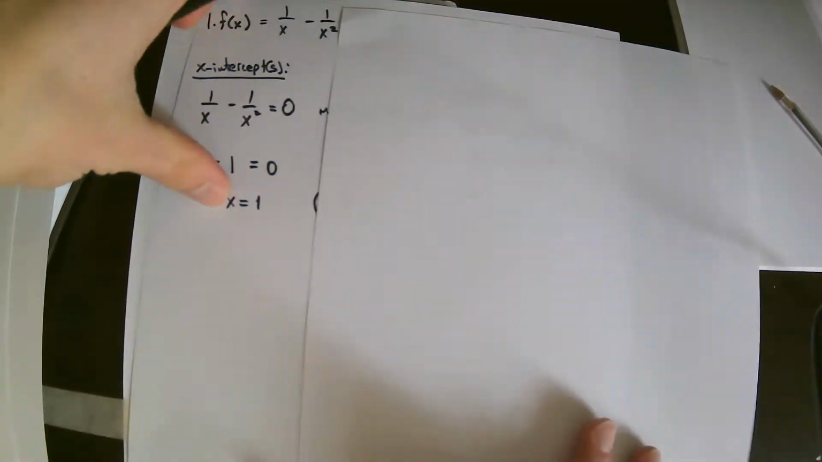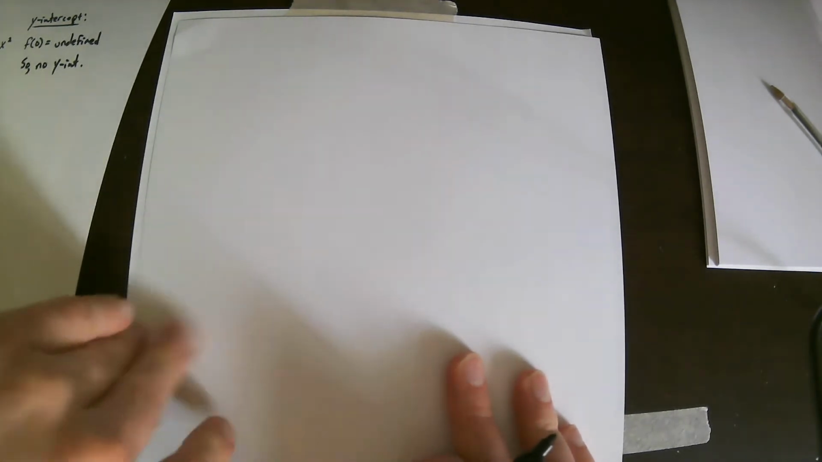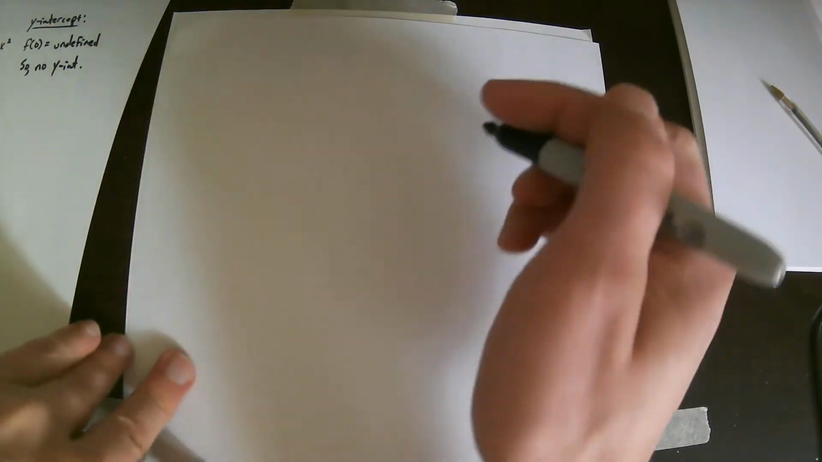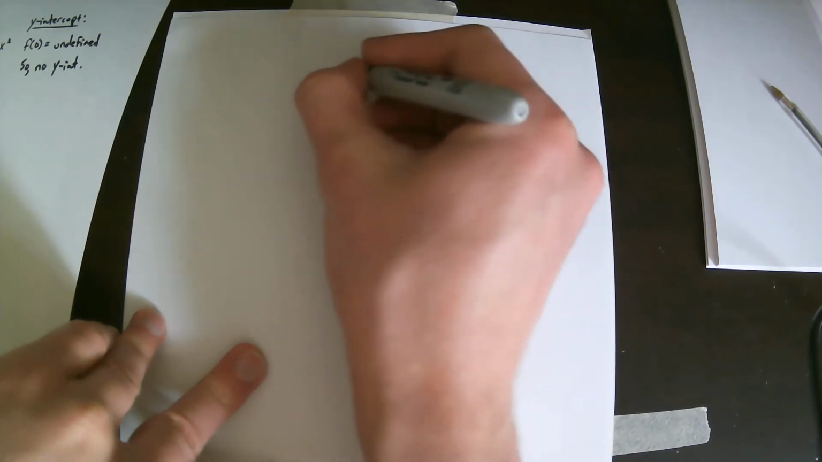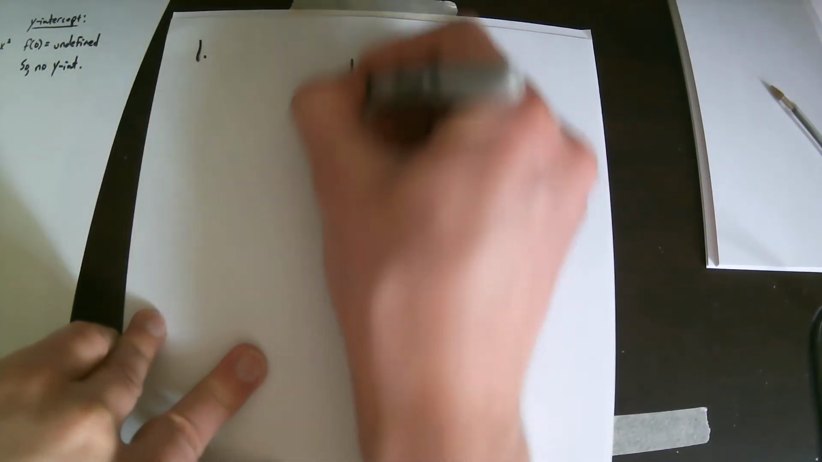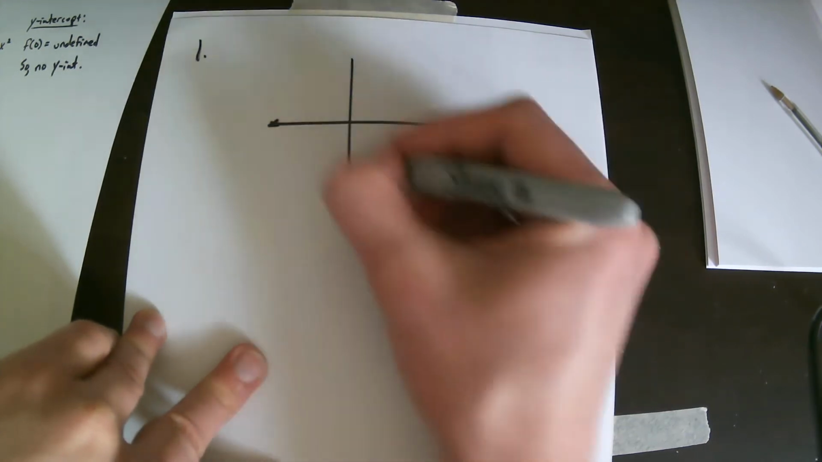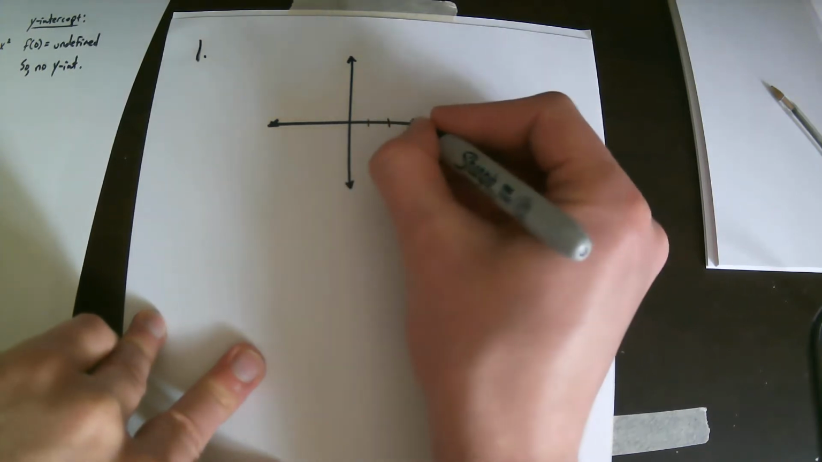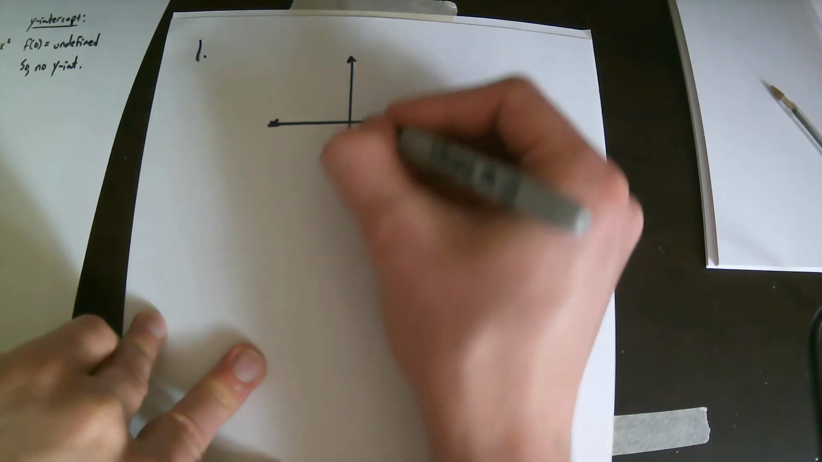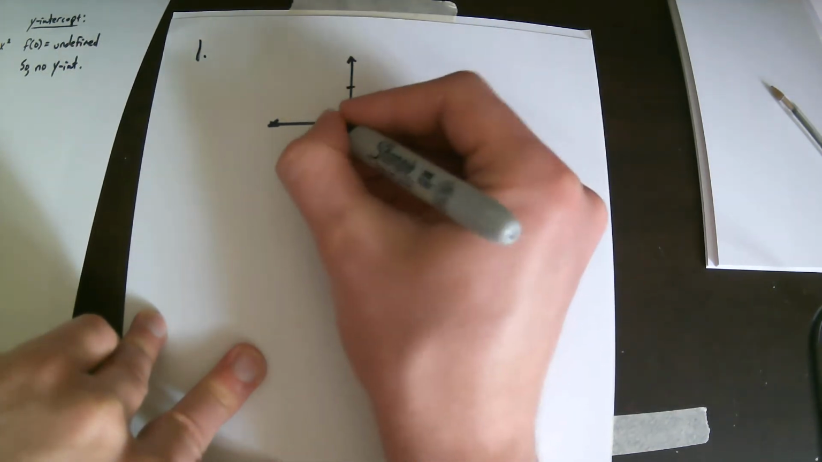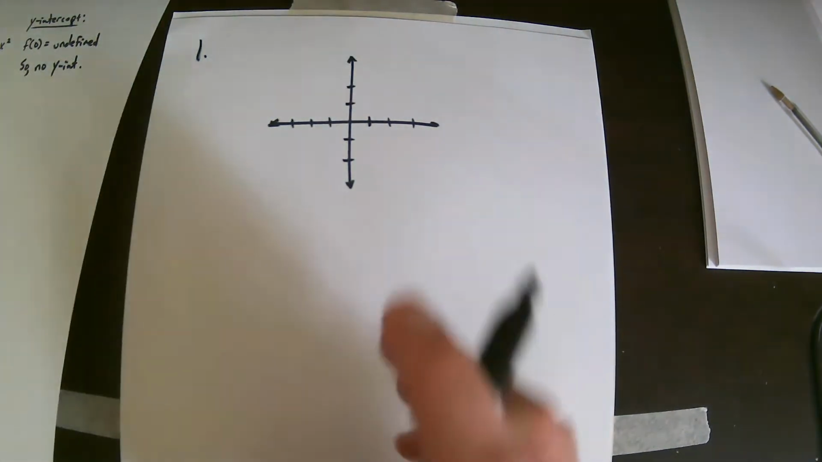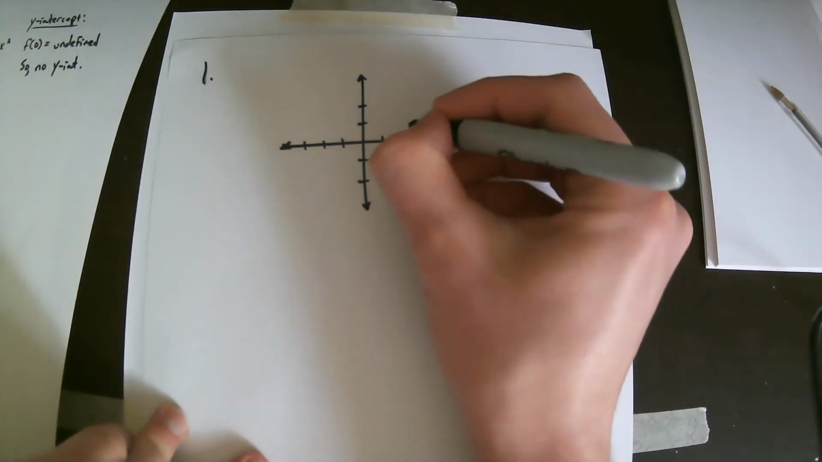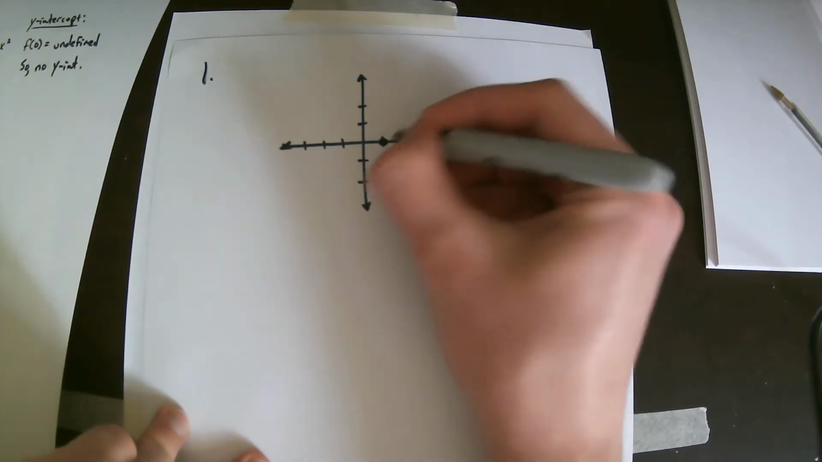So how about I draw our graph so far over here. Now I'm going to cheat a little bit and take a peek at the end result so I know how big to make my graph. Okay, it doesn't need to be that big. So let's see, we'll call this number 1. And let's say 1, 2, 3. Okay, so all I know so far is that I've got an x-intercept at (1, 0).